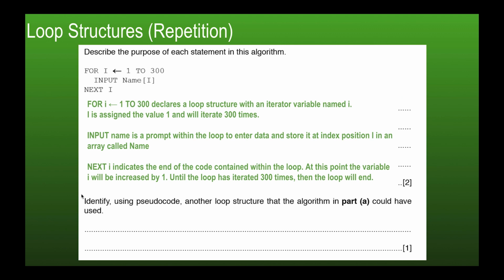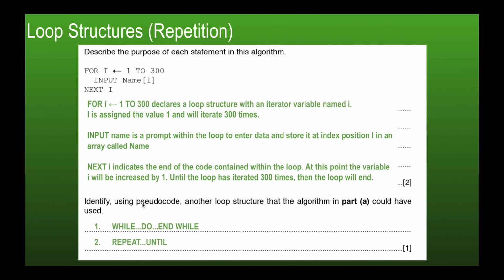So the next part of this question asks us to identify, using pseudocode, another loop structure that the algorithm in part A could have used. In the IGCSE, we're looking at 3 main loops. We have a for loop, which will run for a set number of iterations. We have a while loop, which will run while a condition is true, but may never run. And a repeat until loop, which will run until a condition is true and will run at least once. So we've used a for, which means we are left with a while loop and a repeat until.